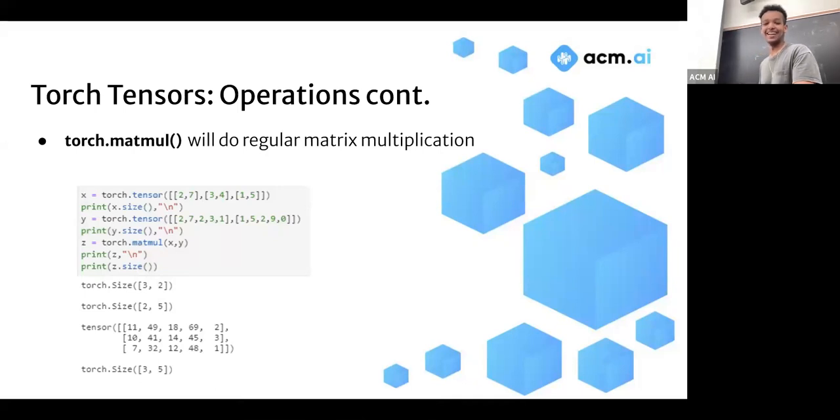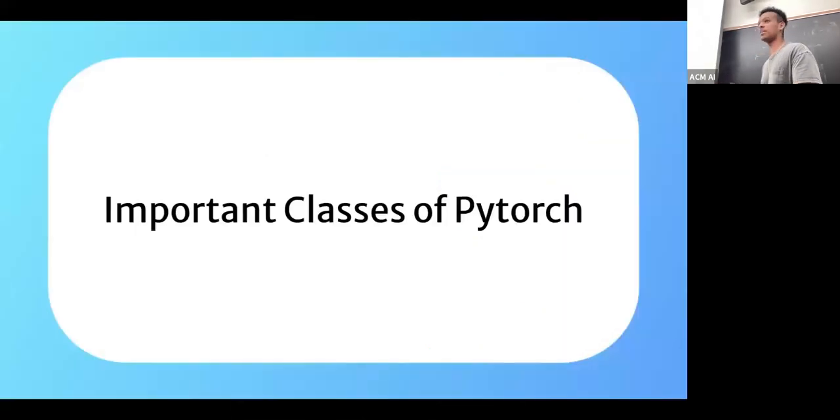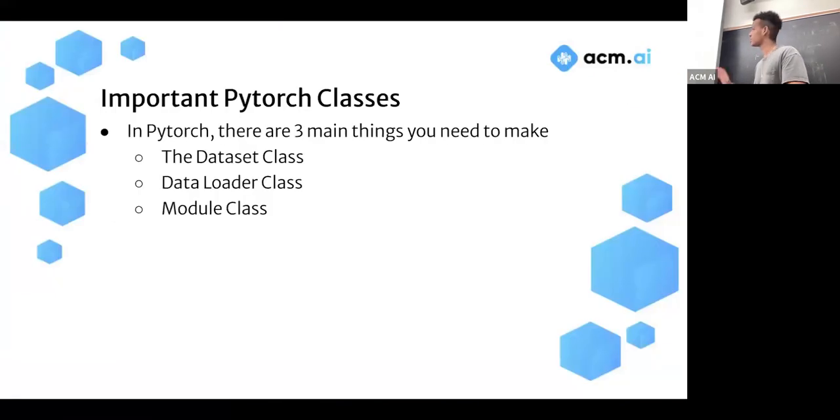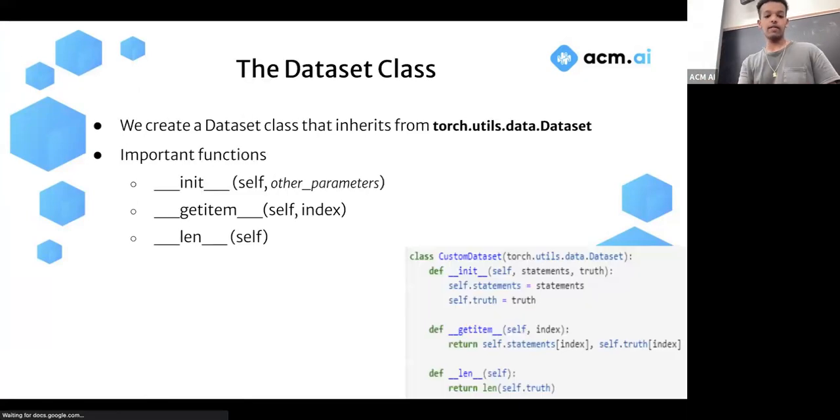So we're going to give you a brief overview of some important classes in PyTorch. This is going to be pretty helpful today on the guided project. So three really important PyTorch classes: the first is the dataset class, then we have the data loader class, and we have the module class. We'll go into depth on each one.